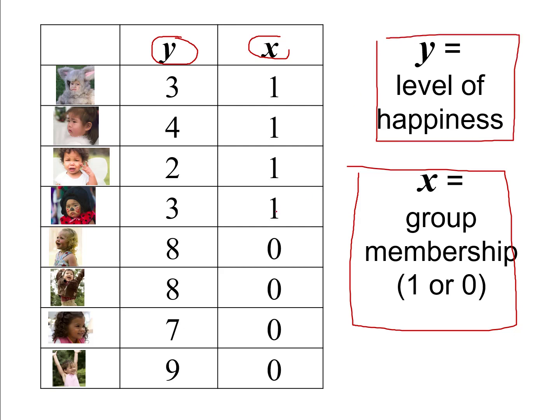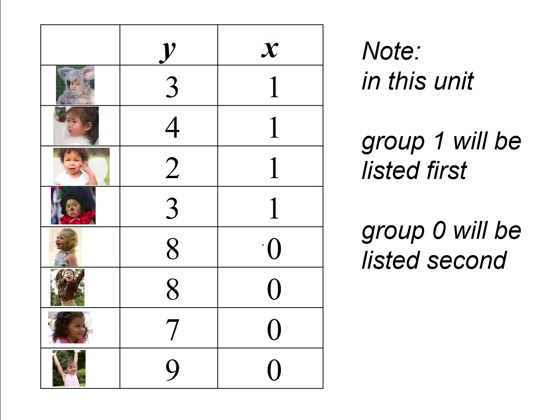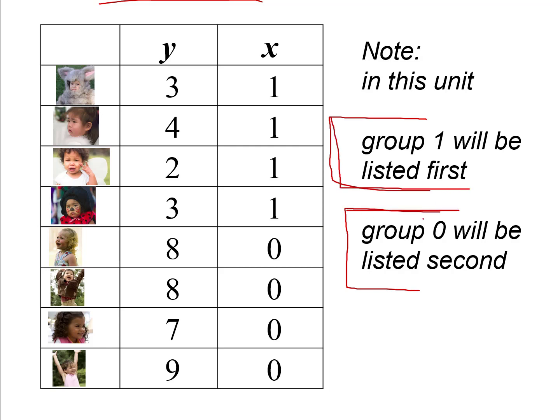Now, one thing that I'm going to do here, and make a note of this, and throughout this entire unit and this class, I'm always going to be saying that group 1 will be listed first, and group 0 will be listed second. So I'm going to use 1s and 0s, and the very first group, I'm going to call that group 1, and whatever group is second, I'm going to call that group 0. And if I have a treatment group and a control group, I'm going to call my treatment group group 1, and my control group group 0.